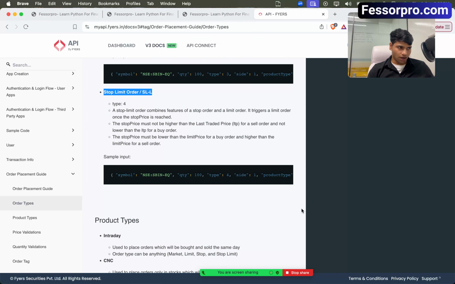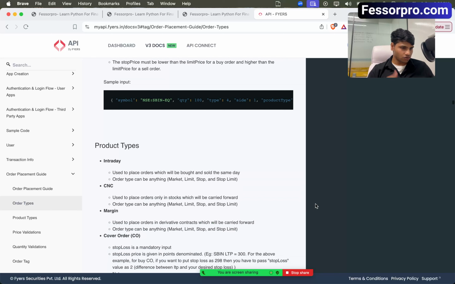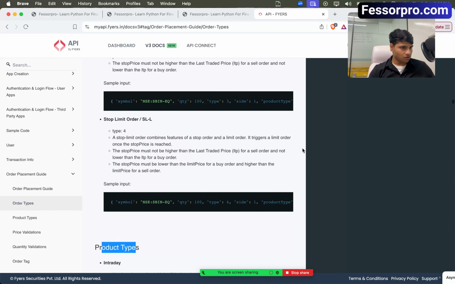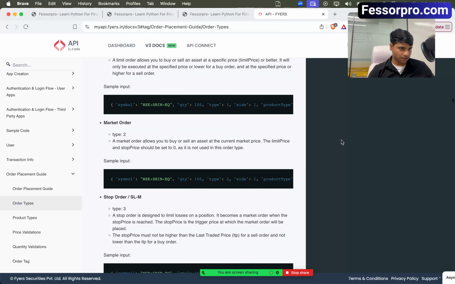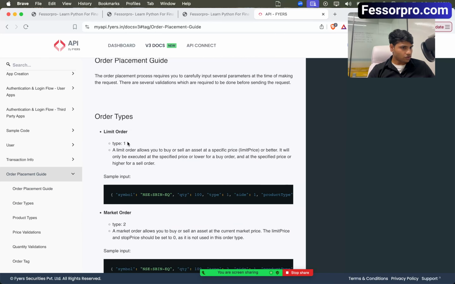Okay. So we'll come to how to place the order also in few minutes, but let me just go through all the things that they have. Then they have product type. So you can read more about it. They have specified here. Let me see if there is anything important. So limit order. So you have to specify type 1.